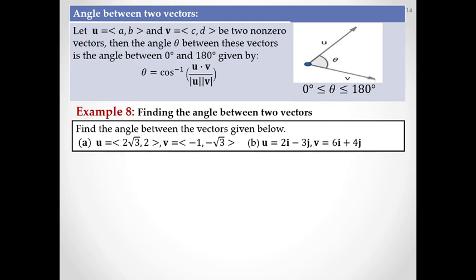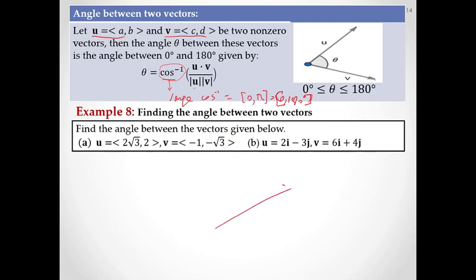Now, we can use the dot product to find the angle between two vectors. This is the formula: theta, the angle between two vectors u and v, can be found by cosine inverse of u dot v divided by the magnitude of u times the magnitude of v. Since we use cosine inverse, the range of the output is from 0 to pi, which means 0 to 180 degrees. So this formula is telling us the angle between u and v.